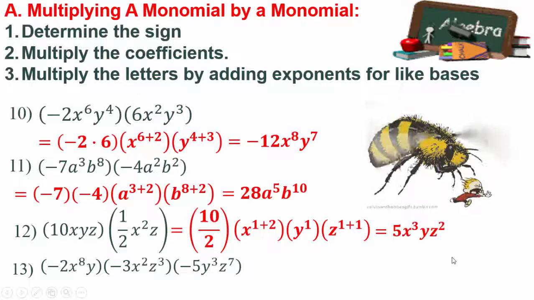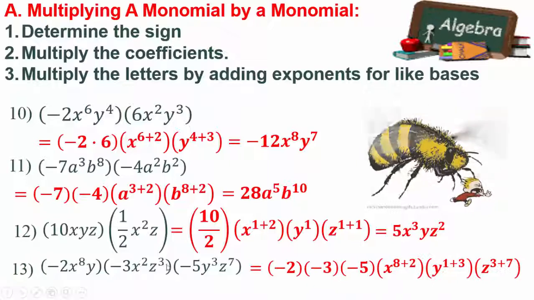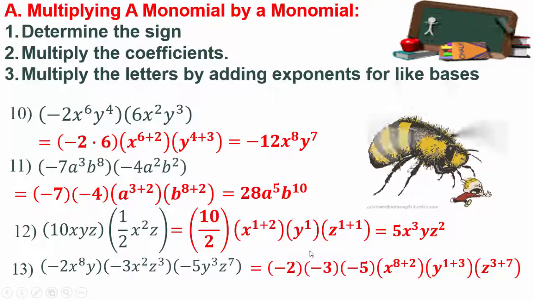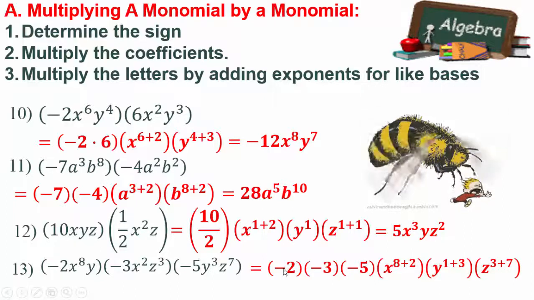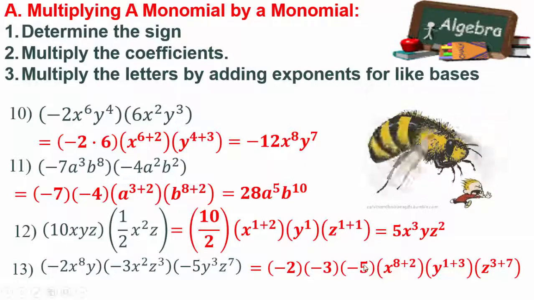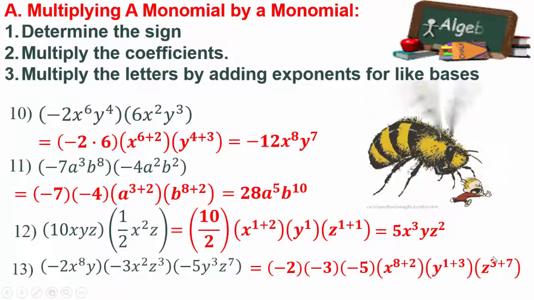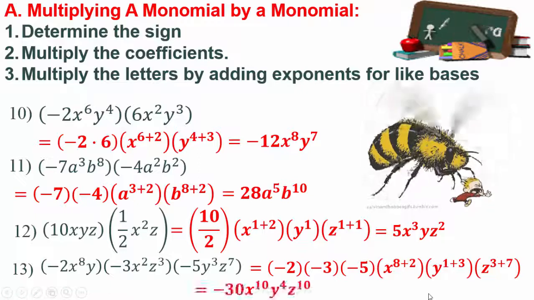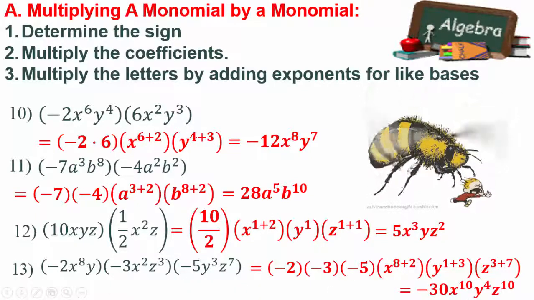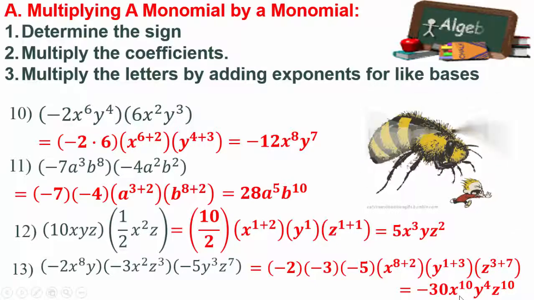In reviewing what we just did on the whiteboard in number 13, as you see, we have the coefficients, so I gathered them up into coefficients, and a negative times a negative makes a positive, but then multiplied by another negative will make a negative. And then I took my x's and gathered up my x's and added the exponents, my y's and added the exponents, and my z's and added the exponents. So I get as my final answer negative 30, x to the 10th, y to the 4th, z to the 10th.